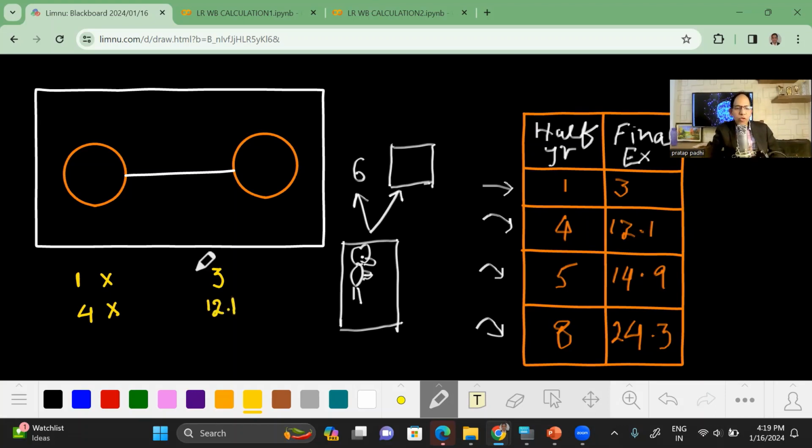Exactly, it's not possible. With some loss only we'll be able to do it, because the real world data is not the same way, right? So it could have been 12, that would have been better. Like if you multiply 1 with 3, you get 3. If you multiply 4 with 3, you will get 12, right? But it's 12.1. This is the real world data. 5, if you multiply with 3, then you should get 15, but we have 14.9. That's okay. Now, if you multiply 8 with some number, you should get 24.3. It will try to do that.